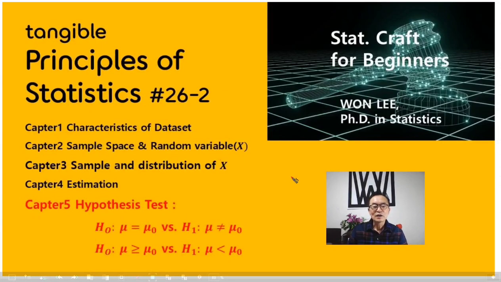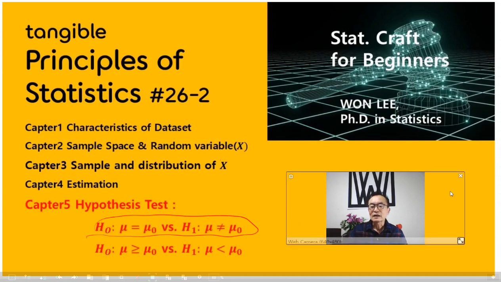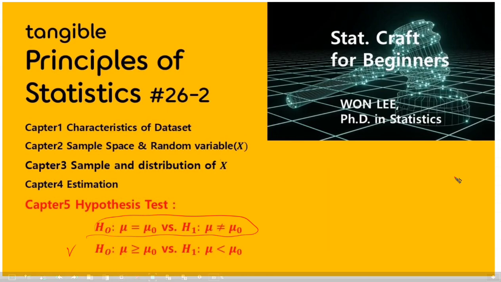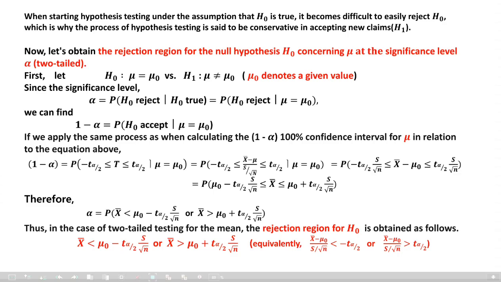I'd like to continue hypothesis test for population mean mu. Two-tailed test, this one, we derived the rejection region for H0 for this, right? Okay, I'd like to add one more thing, one-tailed test like this, a little today. All right, let's review a little about two-tailed test, this one.